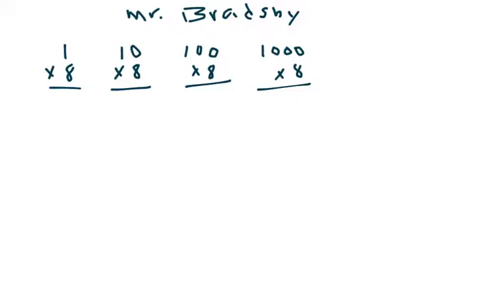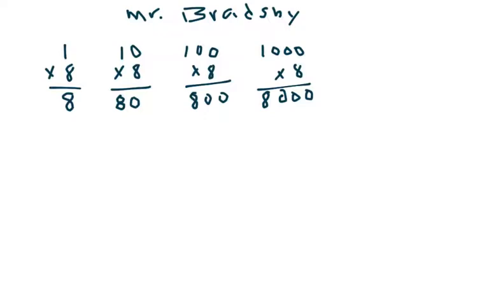Okay, 8 times 1. Multiply 8 times 1. Well, we all know anything times 1 is that number. 8 times 1 is 8. Well, what is 8 times 10? You got it. 80. What is 8 times 100? 8 100s. Well, I'll bet you said 800. And 8 times 1,000. 8,000.